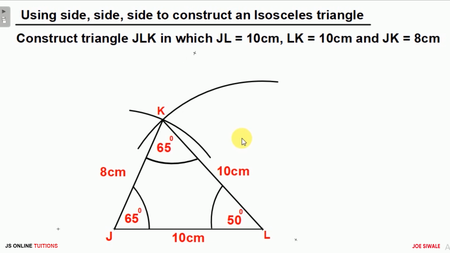So that's how you can construct our triangle JLK, and you can say our triangle JLK is an isosceles triangle, and we said an isosceles triangle has two opposite angles which are equal. So as you can see, the angle at K there is 65 degrees. It's equal to the angle at J, which is 65 degrees. Then the other property of an isosceles triangle is that two sides are also equal.